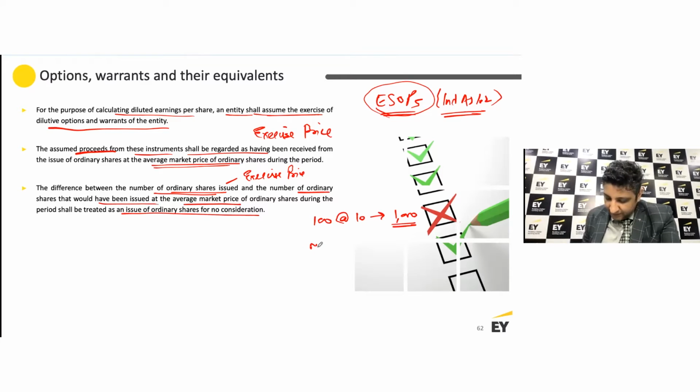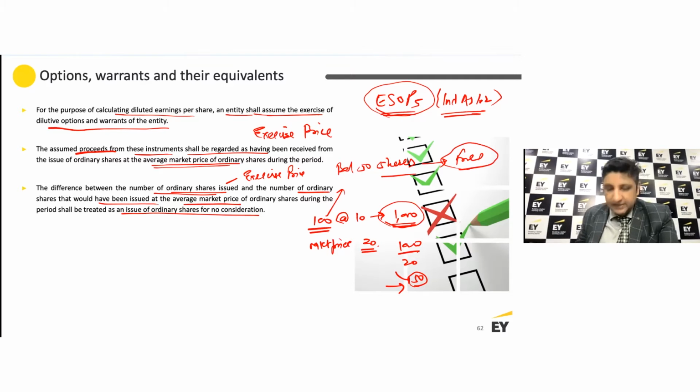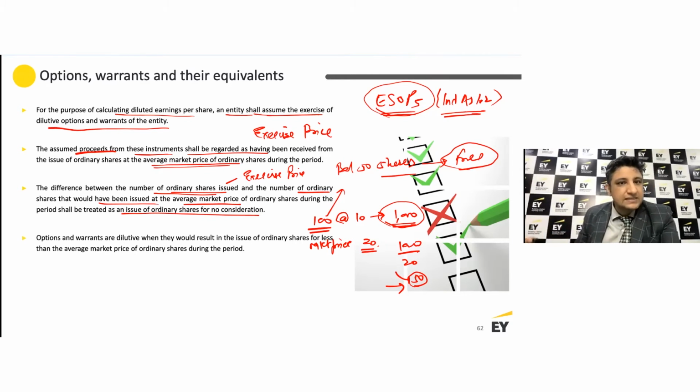But if I say the market price is, let's say, 20, then we are saying that effectively on this 1,000 at a market price of 20, 50 shares would have been issued at full. So whatever money you collect, you would have only issued 50 shares to collect that. But in reality, if you're issuing 100 shares, the balance 50 shares are assumed to have been issued for a nil consideration or a zero value. And that is where the impact of dilution starts coming in.